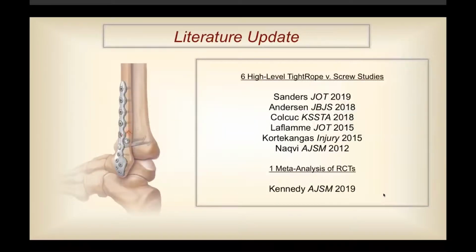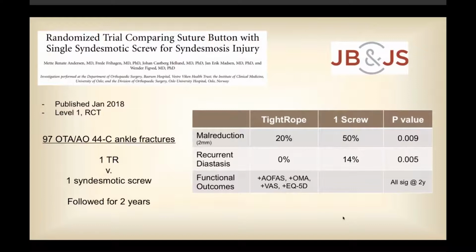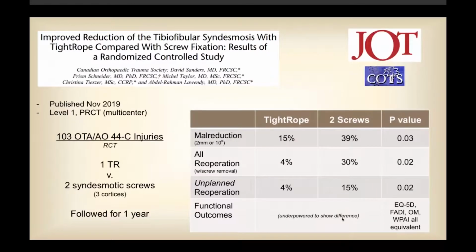As far as looking at some of these high-level studies, these are some of the more recent ones in 2018 and 19. This was the Anderson et al. study in JBJS, a level 1 randomized controlled trial that showed that tightrope compared to screw certainly had less malreduction and minimal concerns for recurrent diastasis, and functional outcomes that were superior at 2 years. Looking then at the Canadian Orthopedic Trauma Society, including Sanders et al., their level 1 prospective randomized controlled trial was looking once again at these outcomes. Malreduction was less, reoperation was significantly less, as were unplanned reoperations. Once again, the ability for this to hold and maintain that anatomic reduction.